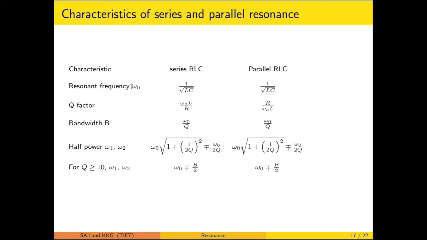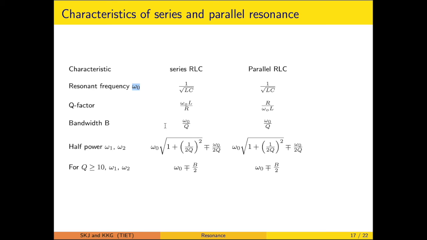We have calculated the resonant frequency for both. It has the same numerical expression, 1 upon root LC, for both series and parallel. The quality factor, which we defined for the series as VL upon VR, results in omega 0 L upon R, whereas for parallel it is IL upon IR, which results in the term R upon omega 0 L. So there is an inverse relationship between the quality factors.